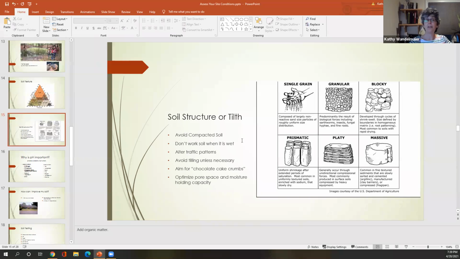If you find you have compacted soil for one reason or another, you need to make some amendments there. Often soil compacts because people are walking on it constantly. So maybe you want to try to create paths that change the traffic pattern. So another area, you know, give that compacted area a little chance to kind of loosen up naturally.